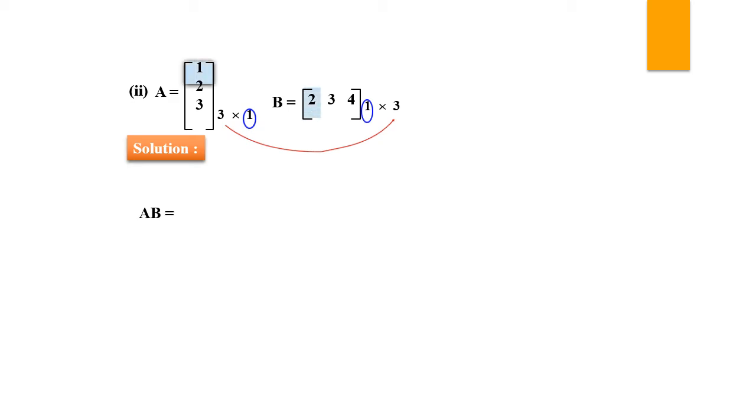So A into B is equal to, so multiply the first row with the first column, that is 1 into 2. Next the first row with the second column, we get 1 into 3. Next first row with the third column, we get 1 into 4. Next similarly multiply the elements of second row with the first column of B, second column and third column. We get 2 into 2, 2 into 3 and 2 into 4.